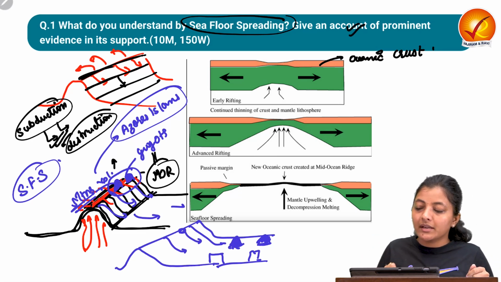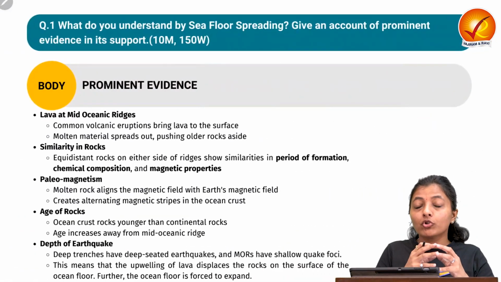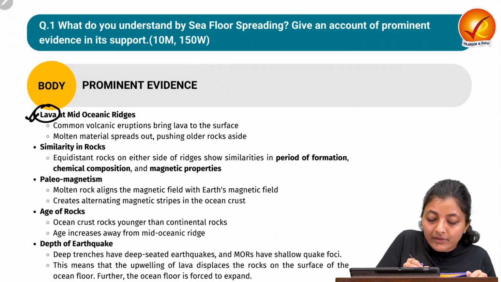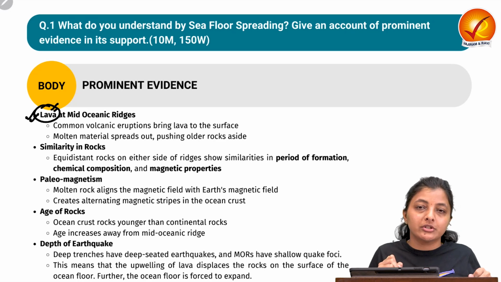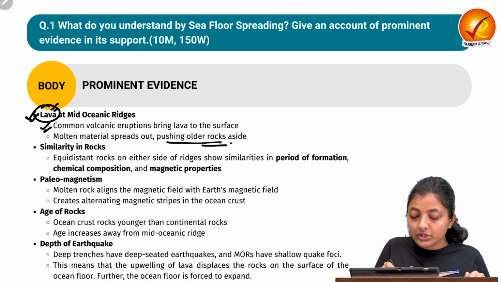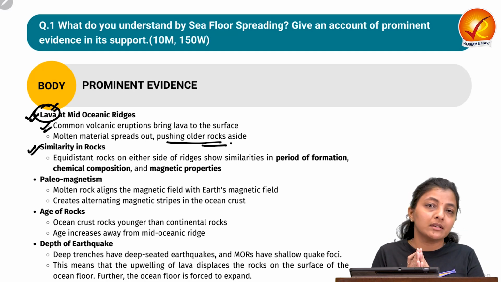Now coming to the second part, we need to give an account of the prominent evidences of how we got to know that this ocean floor is spreading. The very first thing is that we got new magma or new lava at the mid-oceanic ridges. It means there were new volcanic eruptions, and the material was spreading out, pushing the older rocks aside.